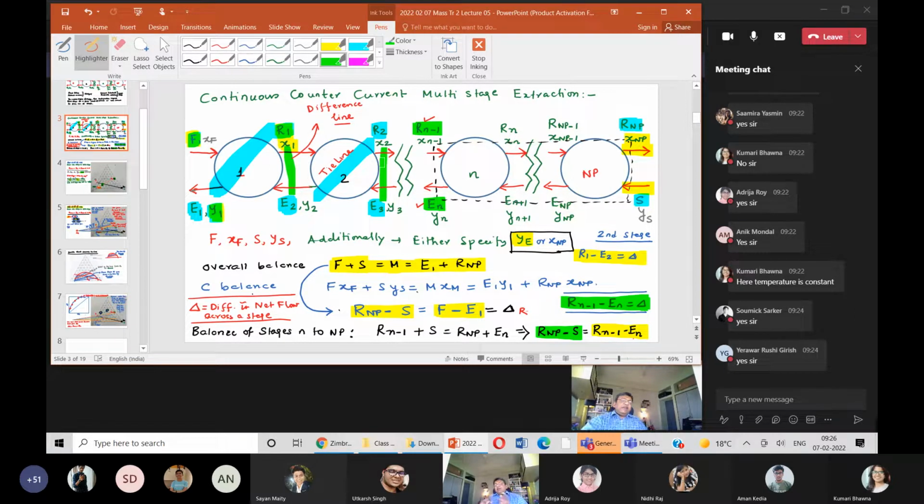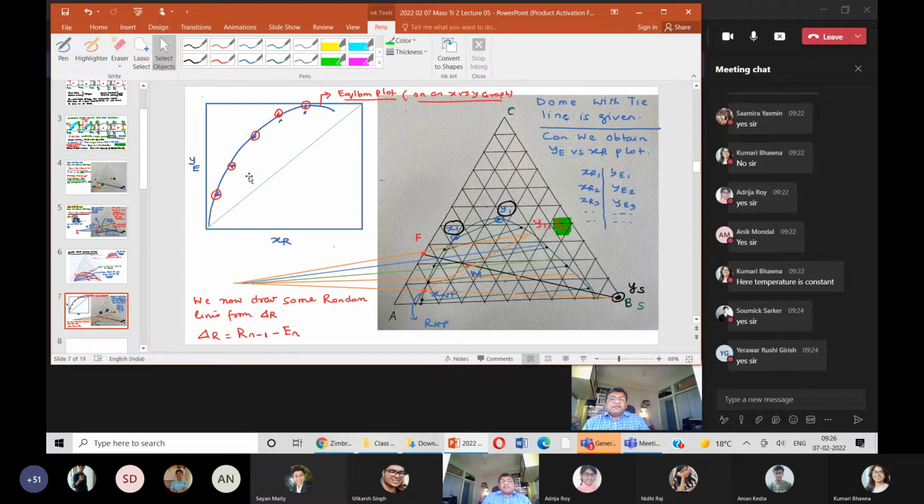So essentially, it connects the raffinate and the extract composition between two phases. It gives a relation between the raffinate and extract composition between two stages. This is clear to all?